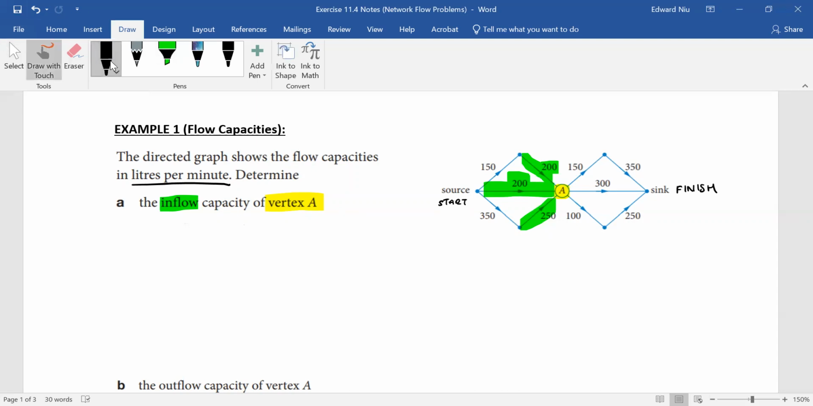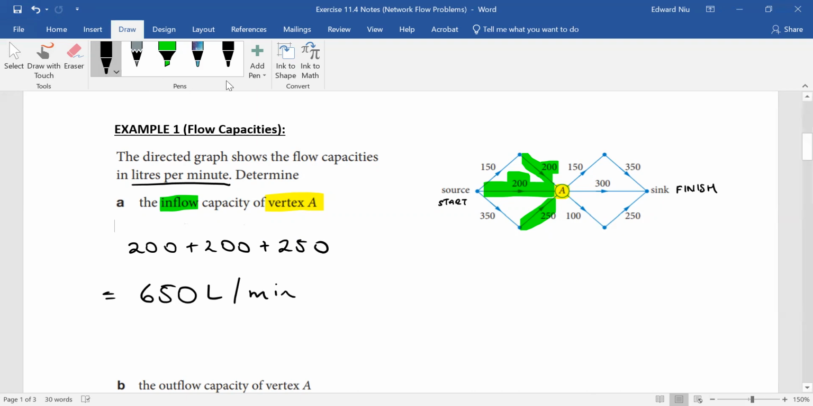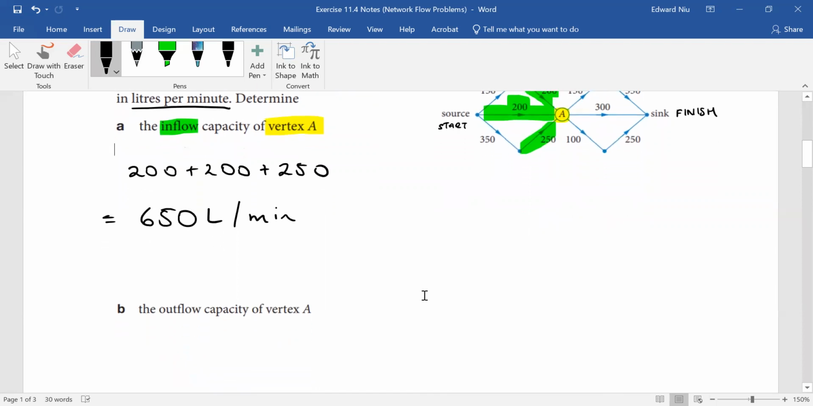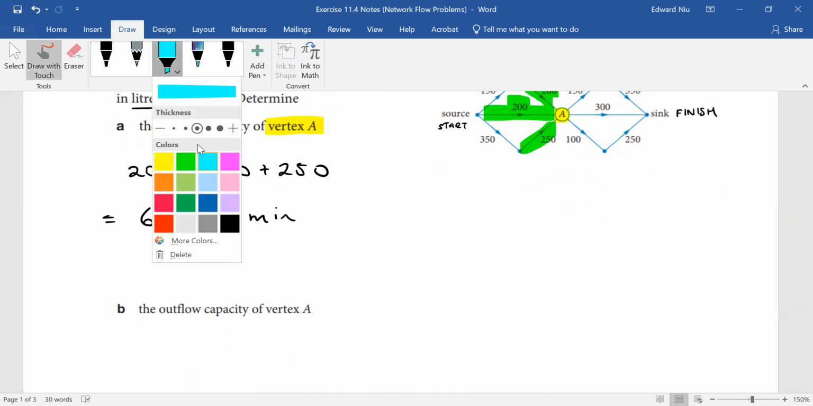So to calculate the inflow, you would add up 200 plus 200 plus 250, which is going to get us, what's that, 200, 200, 400, 650. And this is 650 liters per minute. Pretty large pipes that flow through to vertex A. Could be a city, could be just a little water station point, whatever it might be, doesn't state.